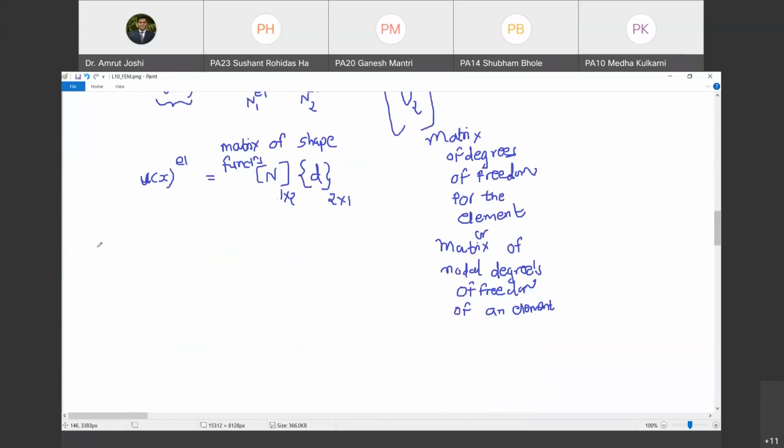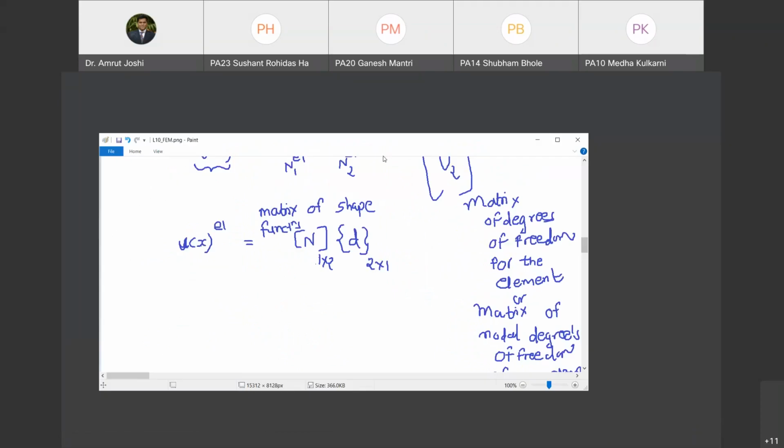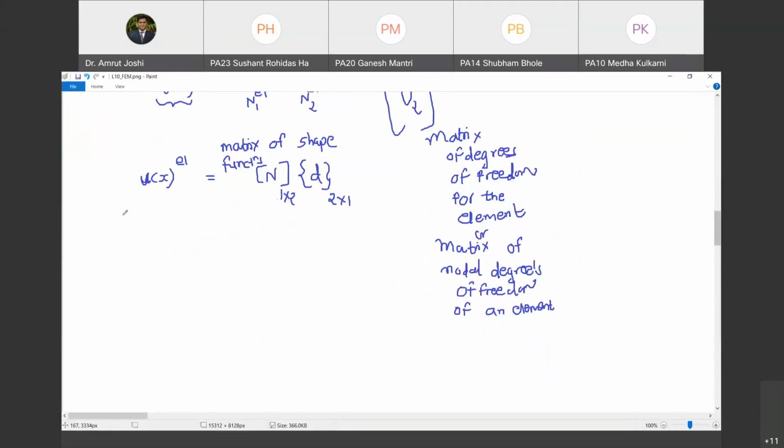Look, what is u of x in e1? If I have to write the description of u of x in e1, how do I write it? In the description I first write: u of x in element number 1 is the displacement field.